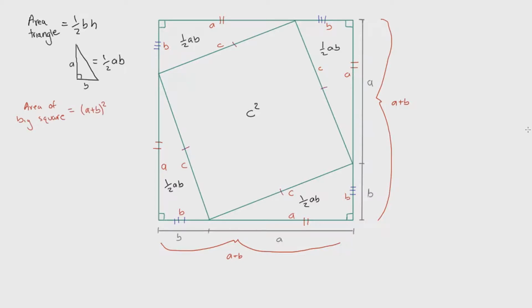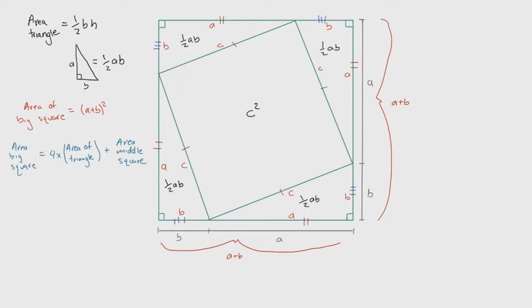So now we're going to create a relationship between the area of the big square and the area of the 4 right triangles and the square in the middle. And that's simply because the area of the 4 right triangles and the square in the middle has to equal the area of the big square. So we can say that the area of the big square equals 4 times the area of one right triangle, plus the square in the middle. So from there we're just going to plug in the values for the areas of each shape.